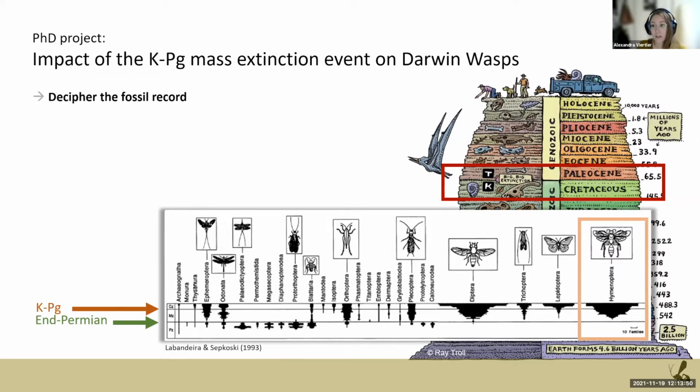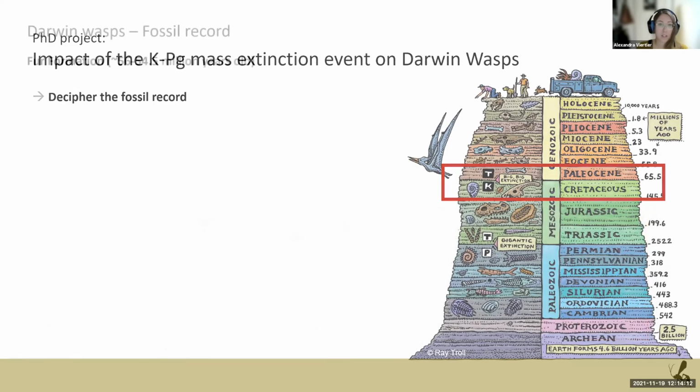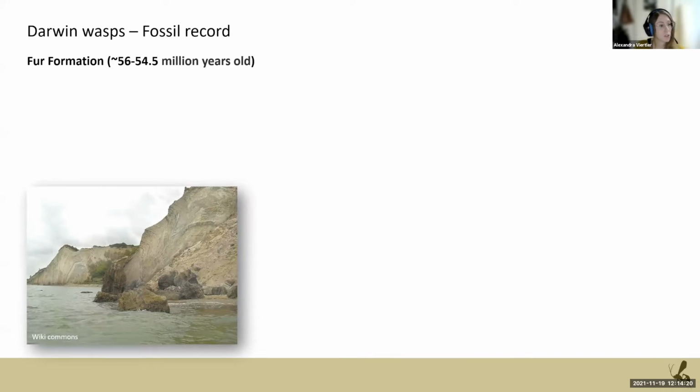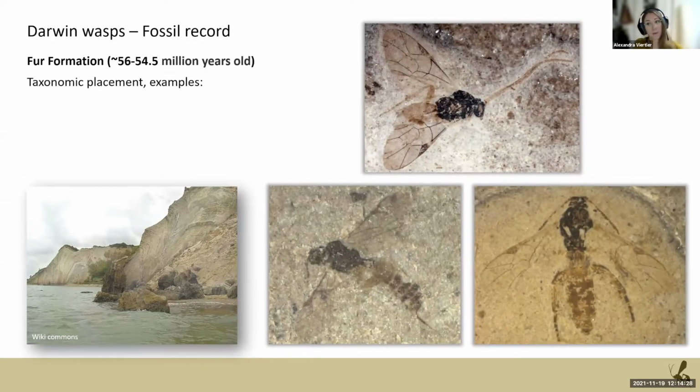At the moment, I'm trying to decipher the fossil record, which is quite interesting because, as I said, there are 25,000 extant species described, but only around 270 fossil species, and 3/4 of them are described by only 8 authors. So there's quite a lot to do. This brings me to the fossils I will present you today. They are from the Fur Formation around 55 million years ago. This is a picture of the formation site in Denmark. And I try to taxonomically place those 3 wasps today with you.